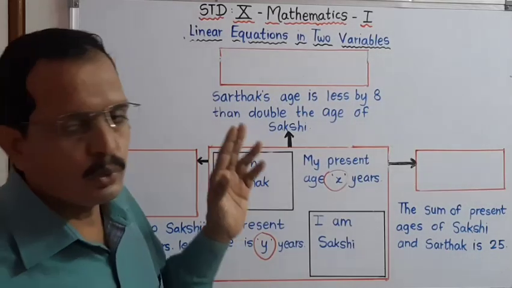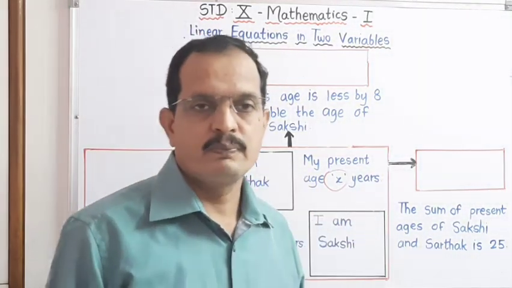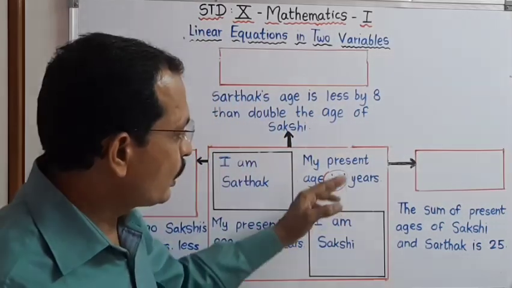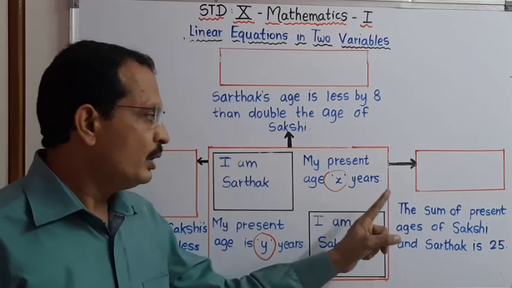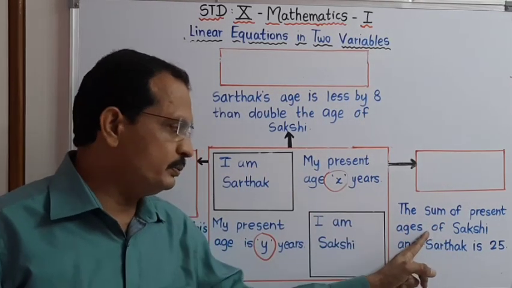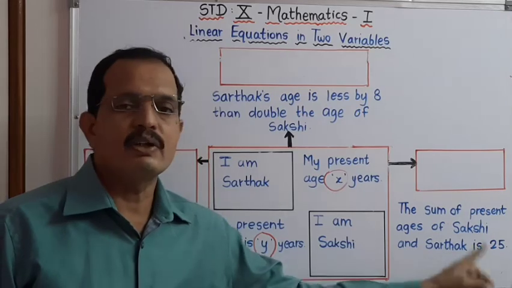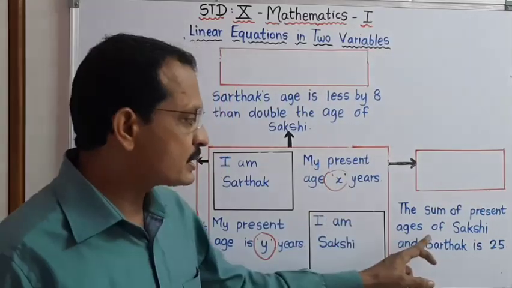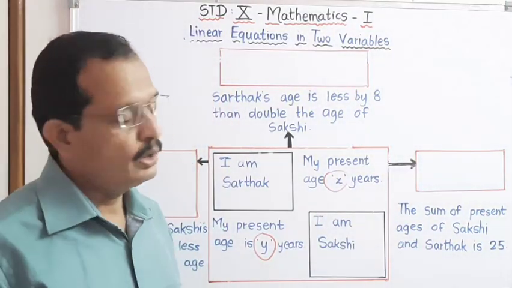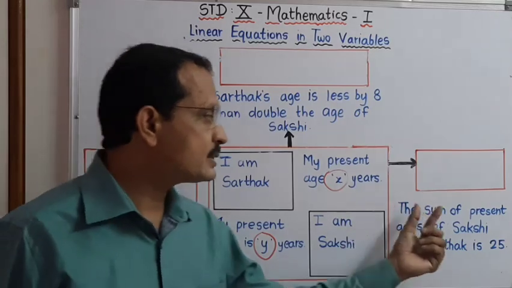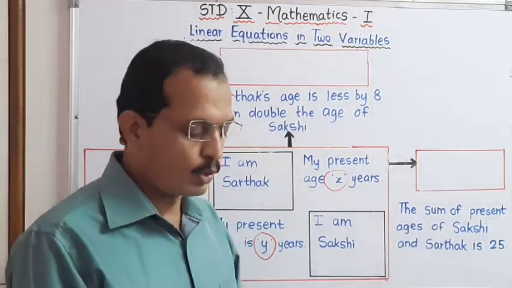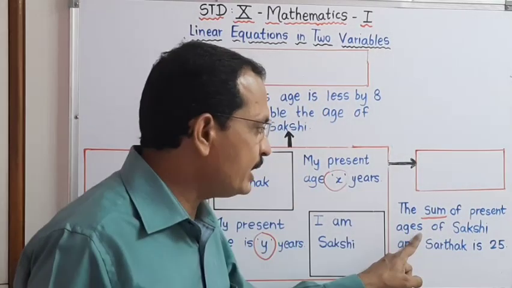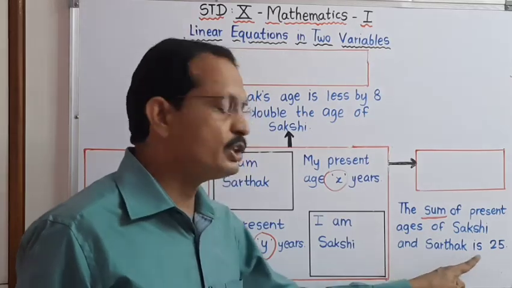Now, two different conditions will be given, and by using those conditions we have to frame two equations. In this activity, the sum of the present ages of Sakshi and Sarthak is 25. This is the first condition. By using this condition, we have to frame the equation. Now see the meaning of the sum. That means we have to make the addition. But the addition of what? The present age of Sakshi and the present age of Sarthak.